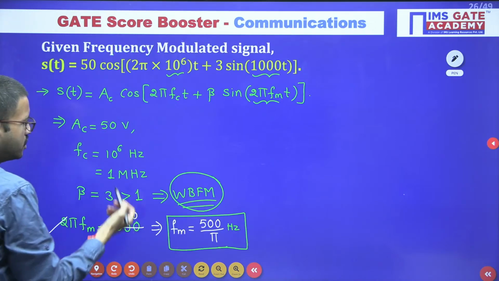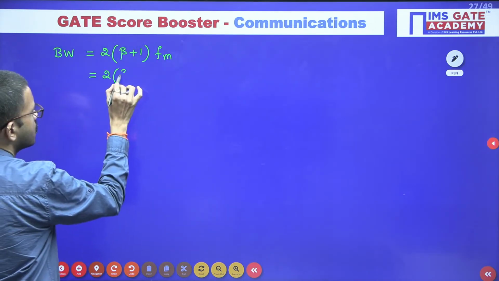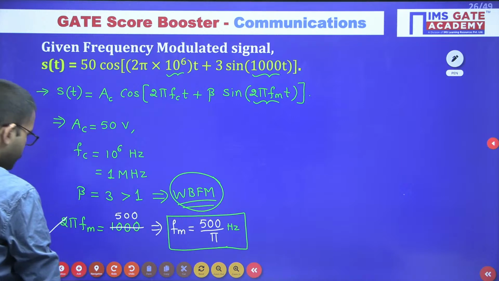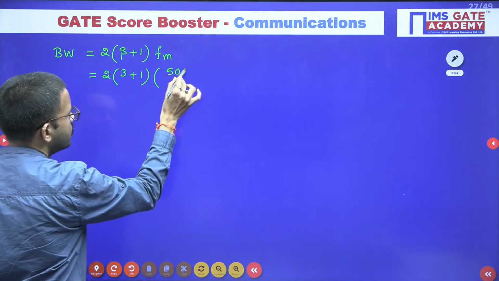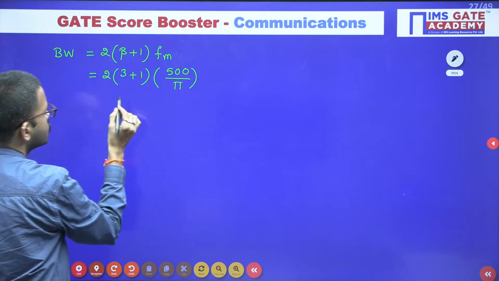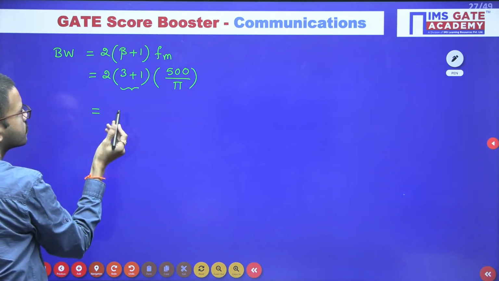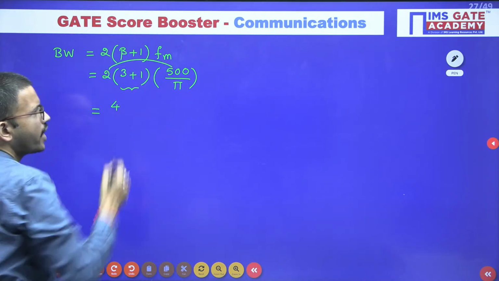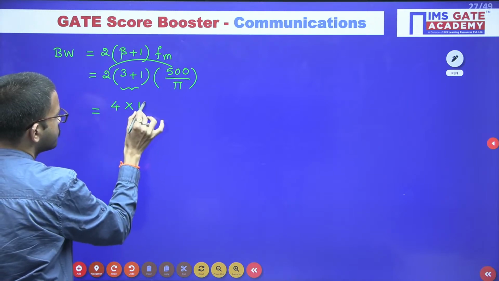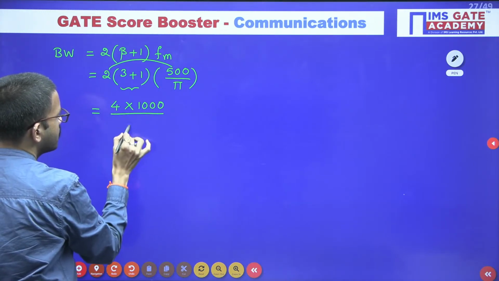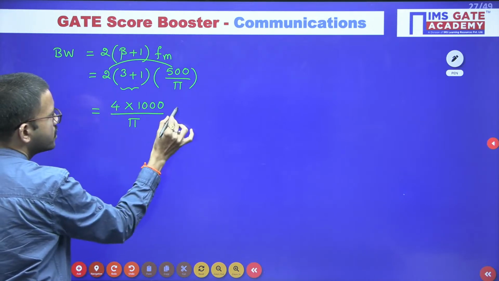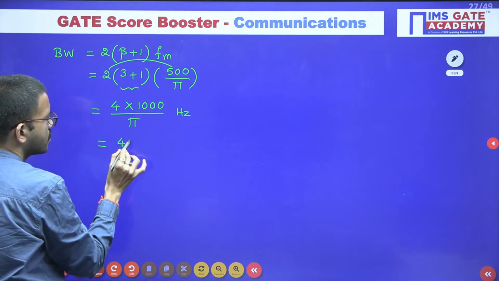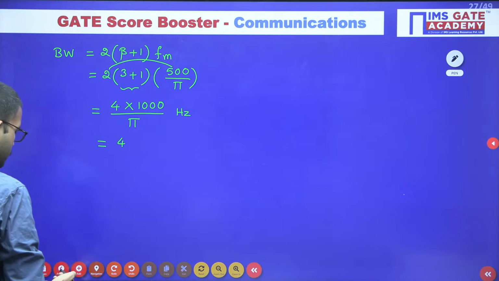So here the beta value we just got is 3, plus 1, into the fm value we just got, 500 divided by pi. So here 3 plus 1 is 4. 2 into 500 we can write as 1000, divided by pi. Here the bandwidth units you will get in the order of Hz. So 4000 by pi Hz you are getting.